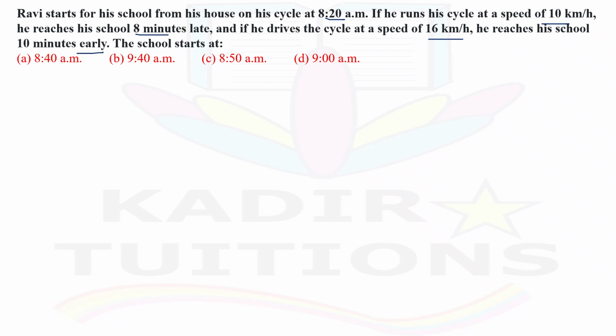This is our question. So a boy is moving on a cycle. When he is moving with a speed of 10 km per hour, he is going late to school. When he is driving with 16 kilometers per hour, then he is reaching school a little earlier. This is the data they have given. So we can solve this problem in two ways. One, we can use the speed equals distance by time formula, find this t, and from that we can find what time the school starts.